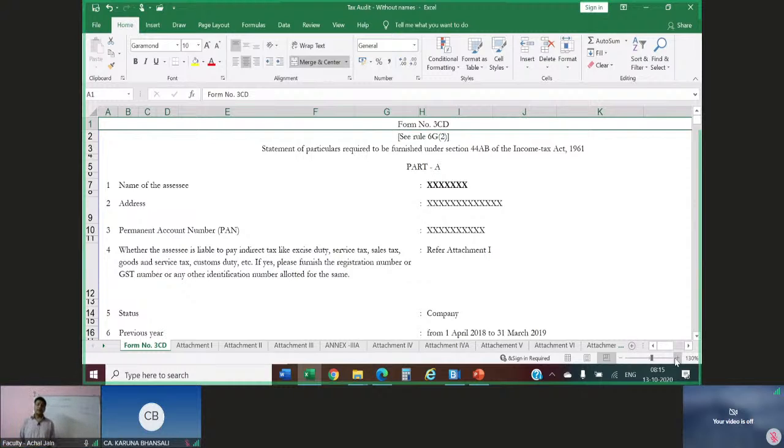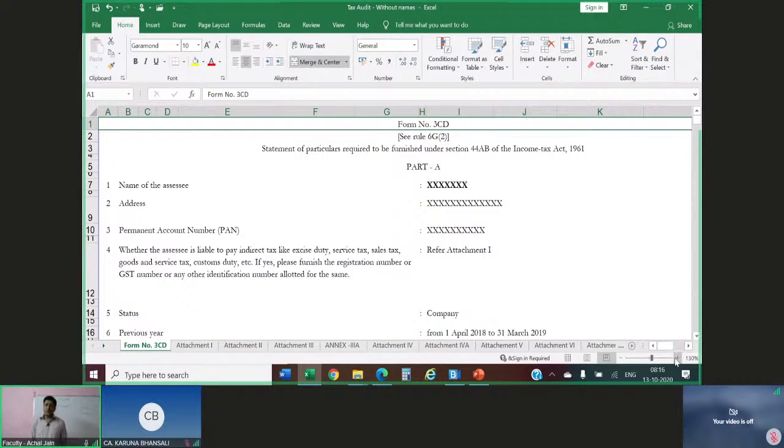For different types of entities, different registration requirements exist. For a company, registration is required with ROC. For a partnership, there could be a partnership deed which may be registered with the relevant authority. For a trust, there could be a separate registration with the relevant authority. Those registration documents can also be used by the auditor to verify the name of the assessee.